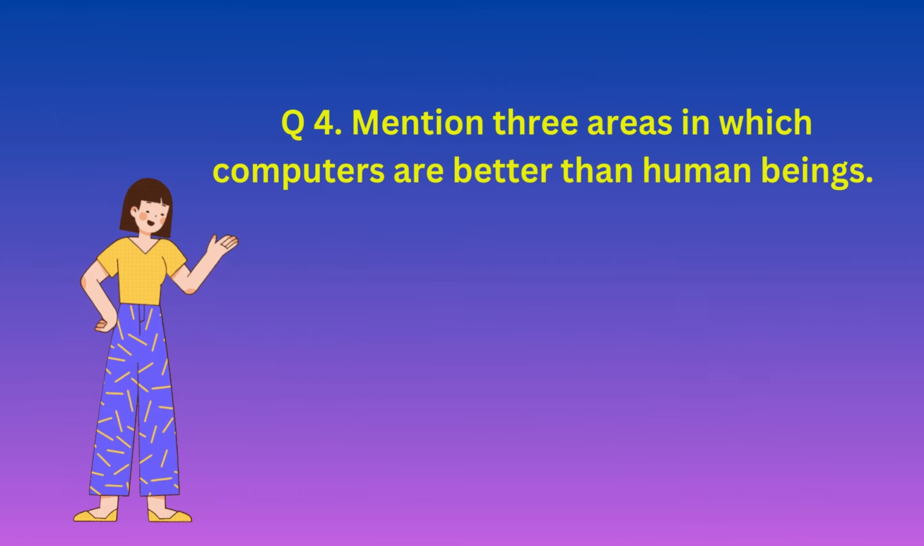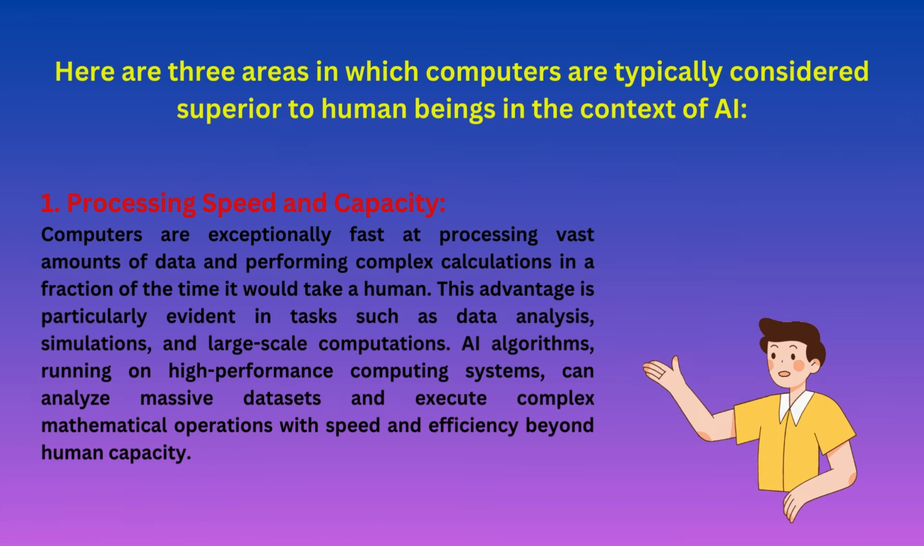Question 4. Mention 3 areas in which computers are better than human beings. Answer: Here are 3 areas in which computers are typically considered superior to human beings in the context of artificial intelligence. First, processing speed. Computers excel in swiftly analyzing data and performing complex calculations, surpassing human capabilities, especially in tasks like data analysis and simulations.